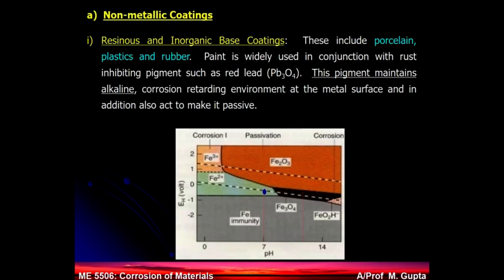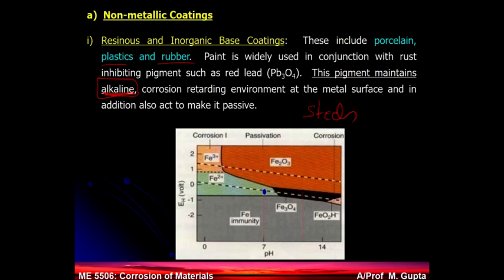Non-metallic coatings like polymer-based coatings and rubber coatings can be used by the people. So plastics and rubbers are mostly used. And before they put this coating, especially in the case of steels, sometimes they paint it red. That red is nothing but an alkaline paint.